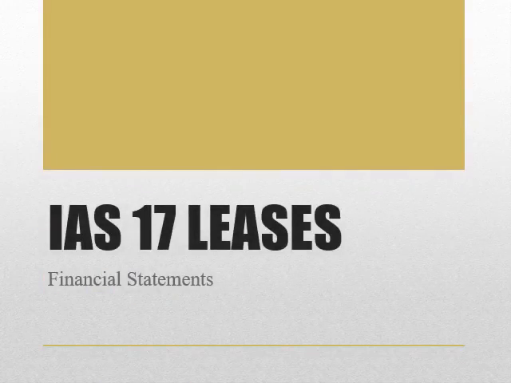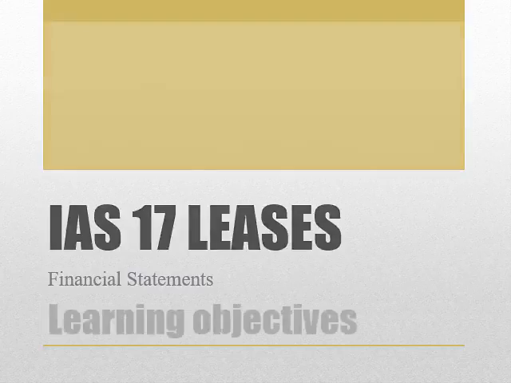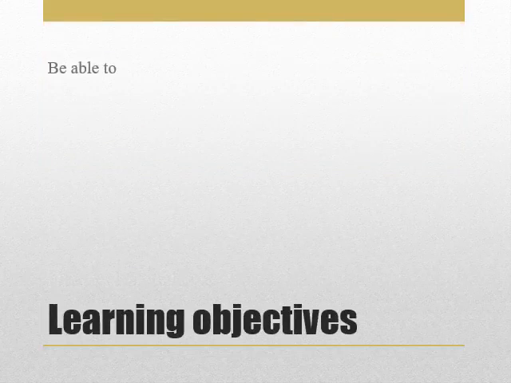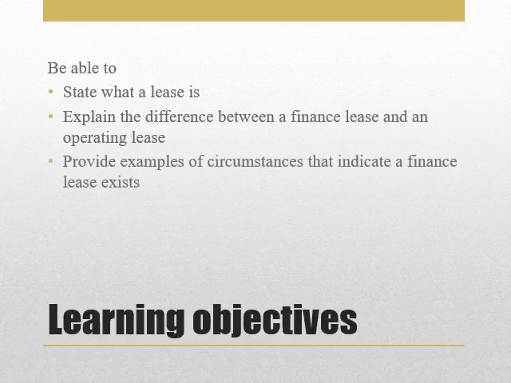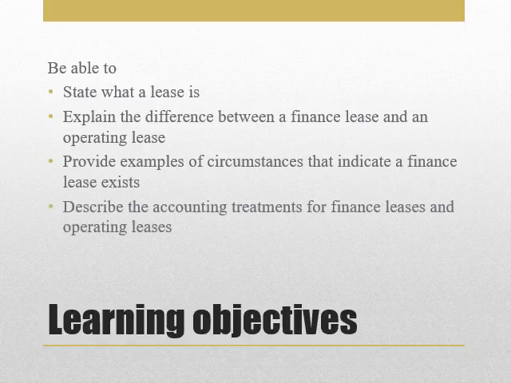In this short video, we're going to look at IAS 17 on leases. So at the end of this, we should be able to state what a lease is, explain the difference between a finance lease and an operating lease. We'll provide examples of circumstances that indicate a finance lease exists, and then describe the different accounting treatments for finance leases and operating leases.